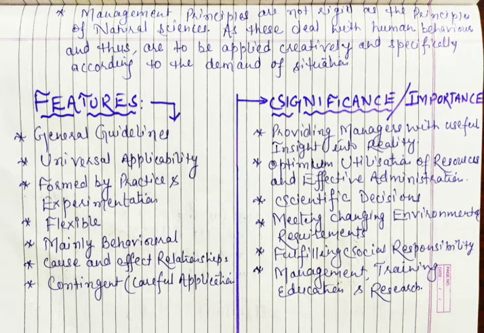And third point is scientific decisions. Scientific decision means logical. It means a balanced decision. The principle of management provides the necessary training to the managers so that they can take logical decisions, timely logical decisions. Next is meeting changing environmental requirements.